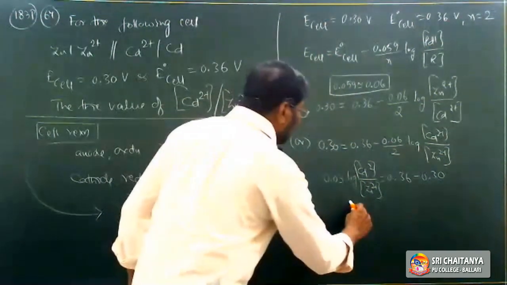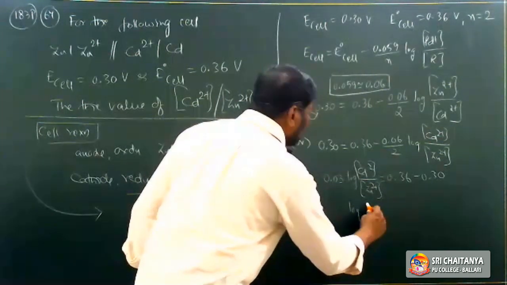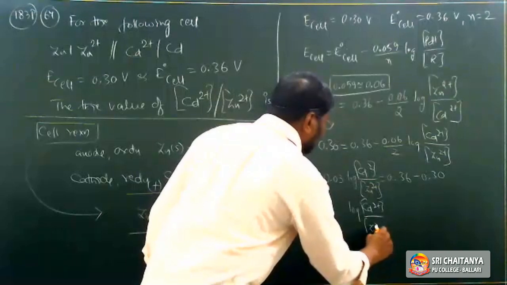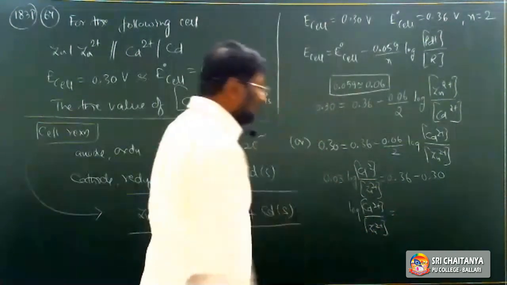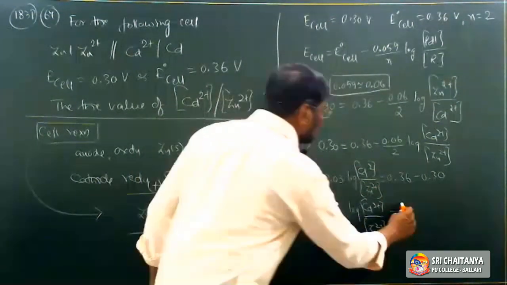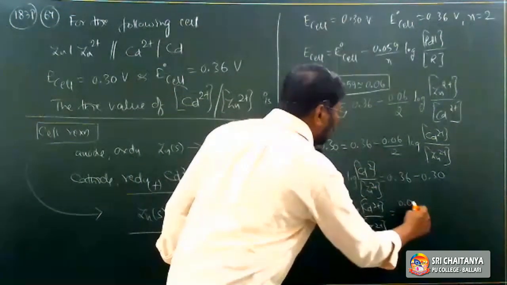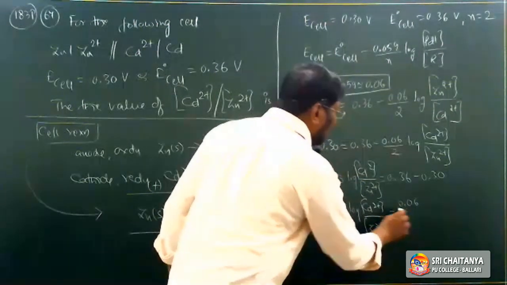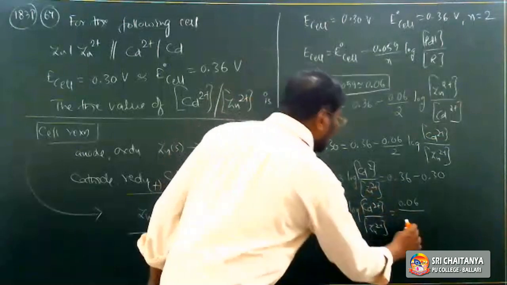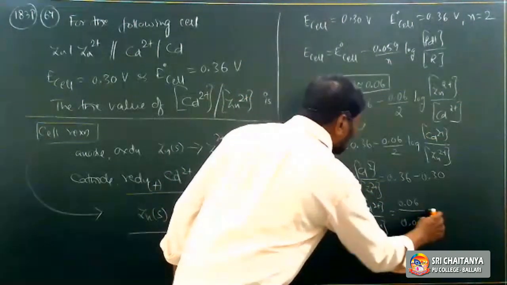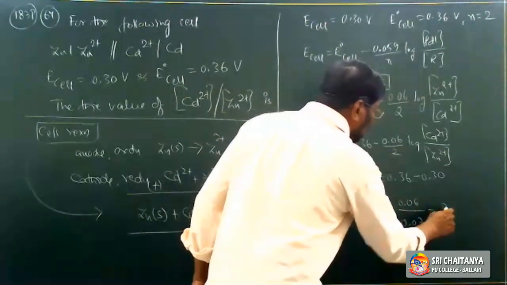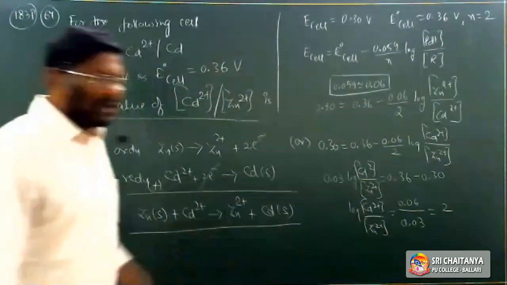So then log of Cd2+ divided by Zn2+ is equal to 0.06 divided by 0.03. So this is how much? How much is this? 2. That is it, not? 2.